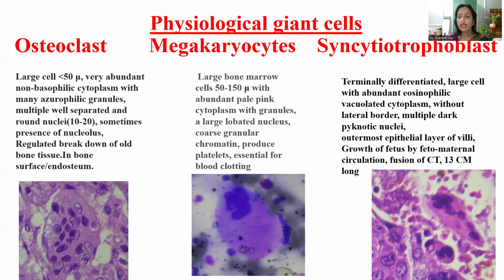Now, the syncytiotrophoblasts are present on the outermost surface of the placental villi. These are terminally differentiated cells, very large in size. They have abundant eosinophilic to vacuolated cytoplasm with multiple dark or pyknotic nuclei. The function of these cells is to provide nutrition to the fetus through the process of feto-maternal circulation. And these cells are formed by the fusion of the cytotrophoblasts.